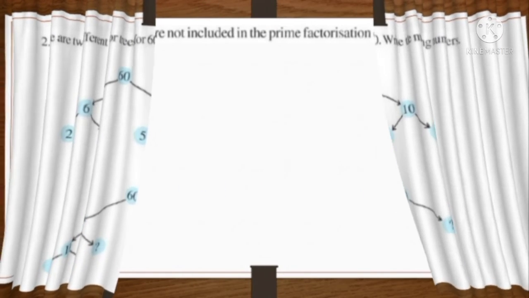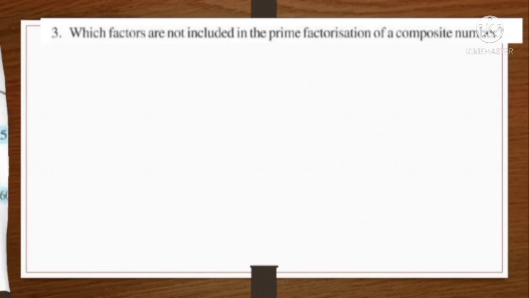Next, sum number 3. Which factors are not included in the prime factorization of a composite number? So what are the numbers? We know what a prime number is. A prime number means a number which has factors 1 and the number itself, isn't it? So what is a composite number? Other than the prime numbers, we call those composite numbers, isn't it? So what will be the solution for sum number 3?